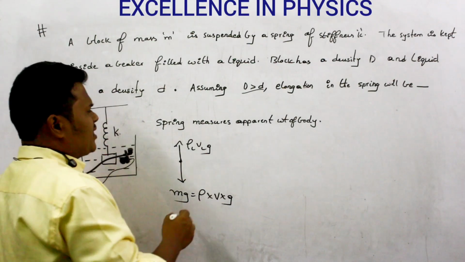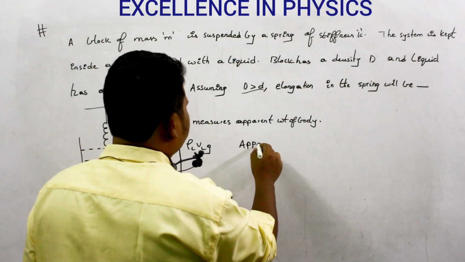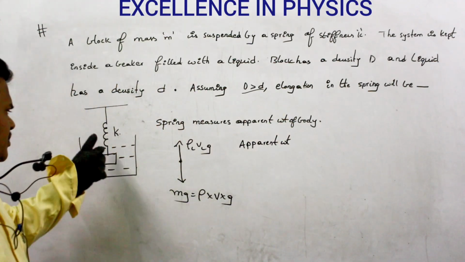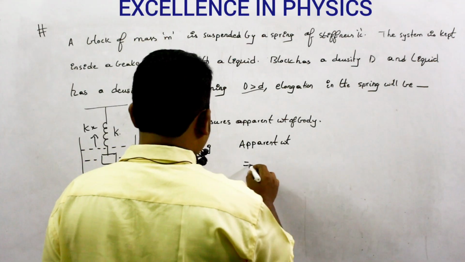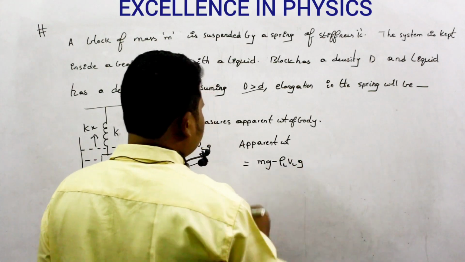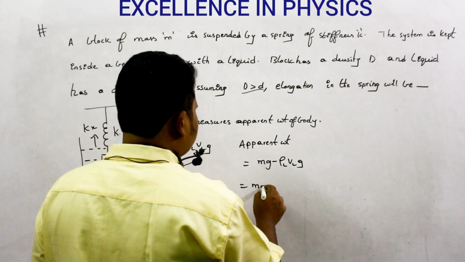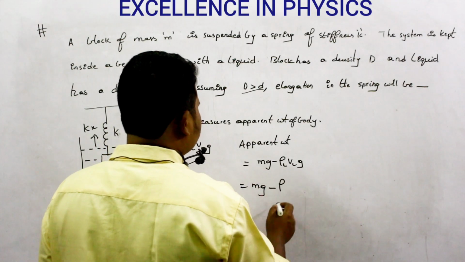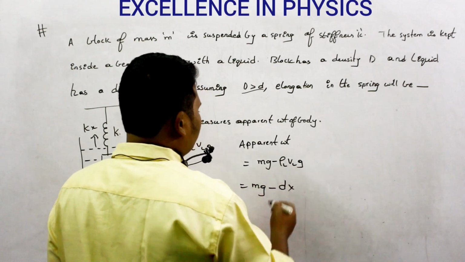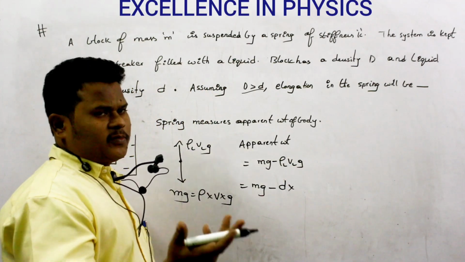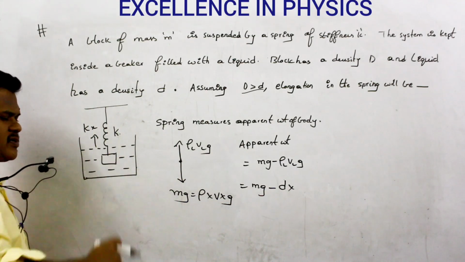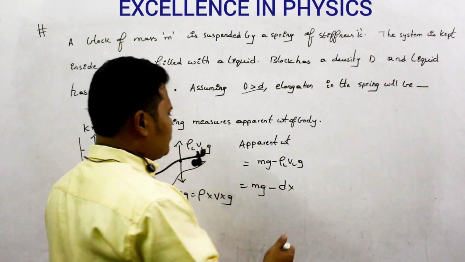So what is the apparent weight of the body, or the weight experienced by the spring? This is equal to mg minus rho_L V_L g. So this equals mg minus rho_L, the density of liquid, which is given as small d, so I will write small d. And here what is V_L? V_L is the volume of liquid displaced, which is equal to the volume of the body itself, because the total body is present inside the liquid.